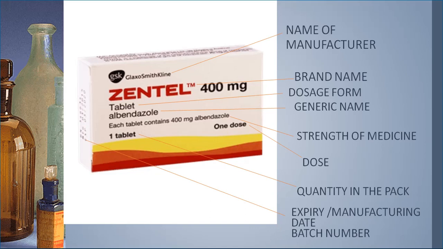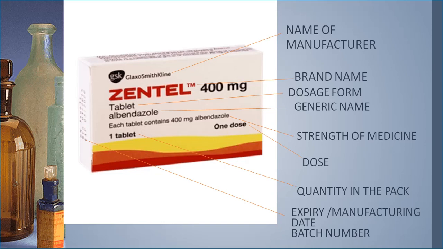Now, assuming this medicine that we have, albendazole, and the manufacturer has said each tablet contains 400 milligrams. Assuming somebody wants 200 milligrams, it means they have to take half of the tablet, because the manufacturer has told us that each tablet contains 400 milligrams.